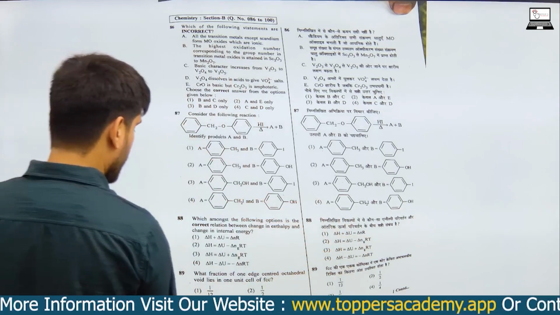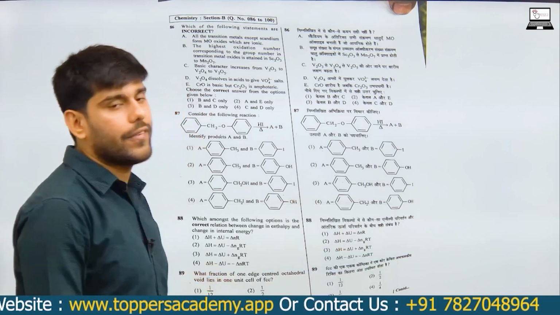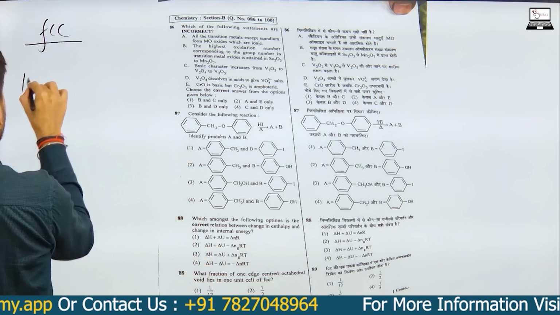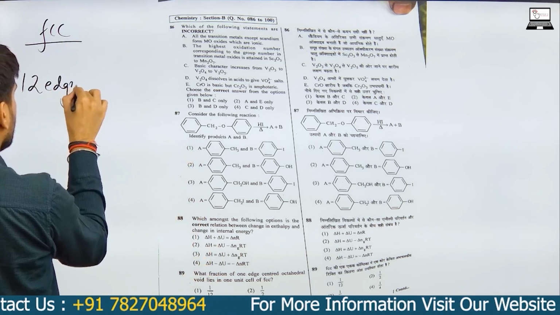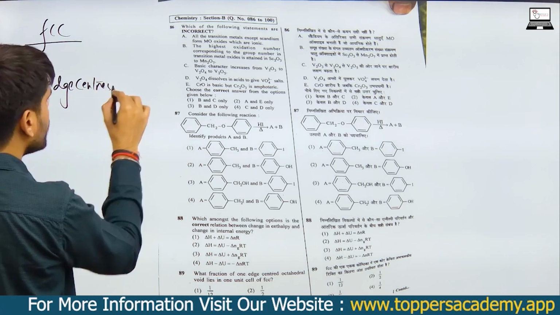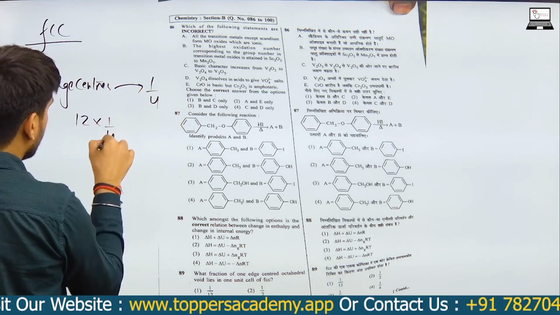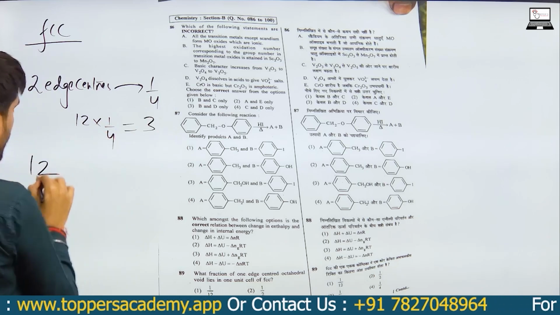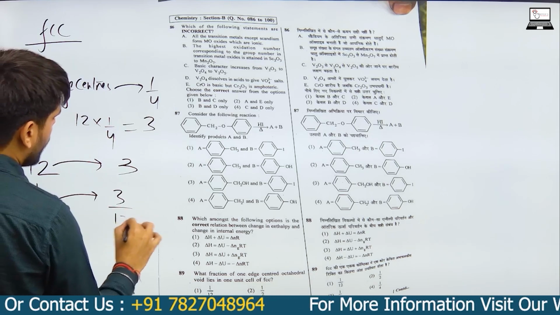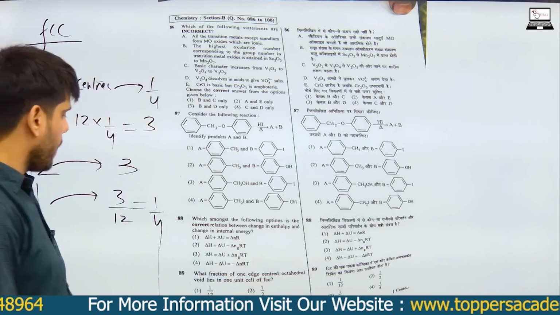Next question. What fraction of one edge-centered octahedral void lies in one unit cell of FCC? We know that in FCC, first of all, how many edge centers are there? 12 edge centers, right? On 12 edge centers, the contribution of one edge center is 1 by 4. So 12 into 1 by 4 is 3. So on 12 edge centers, we have 3 octahedral voids. So for one edge center, we have 3 upon 12, that is 1 upon 4 octahedral void. So fourth is the answer.